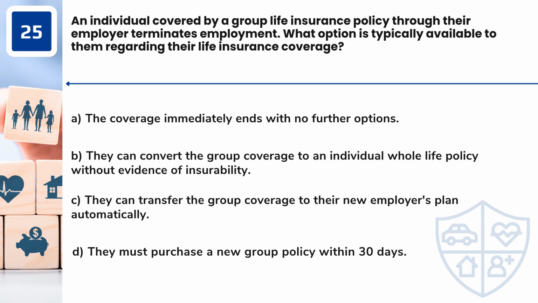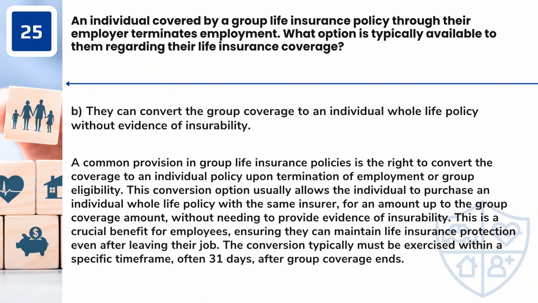Question 25. An individual covered by a group life insurance policy through their employer terminates employment. What option is typically available to them regarding their life insurance coverage? A. The coverage immediately ends with no further options. B. They can convert the group coverage to an individual whole life policy without evidence of insurability. C. They can transfer the group coverage to their new employer's plan automatically. D. They must purchase a new group policy within 30 days.